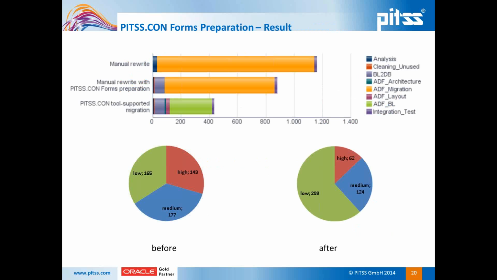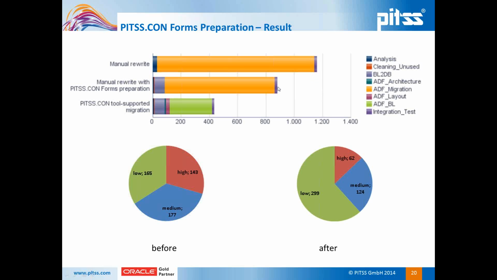As a result of the preparation phase in a real-time project, we were able to actually reduce the complexity of the overall application from about one third of low, medium, and high complex modules to over 50% low complex modules. And it also reduced the complexity when we compared it with a manual rewrite. The estimation of the industry standard metrics would have been almost 1,200 hours.